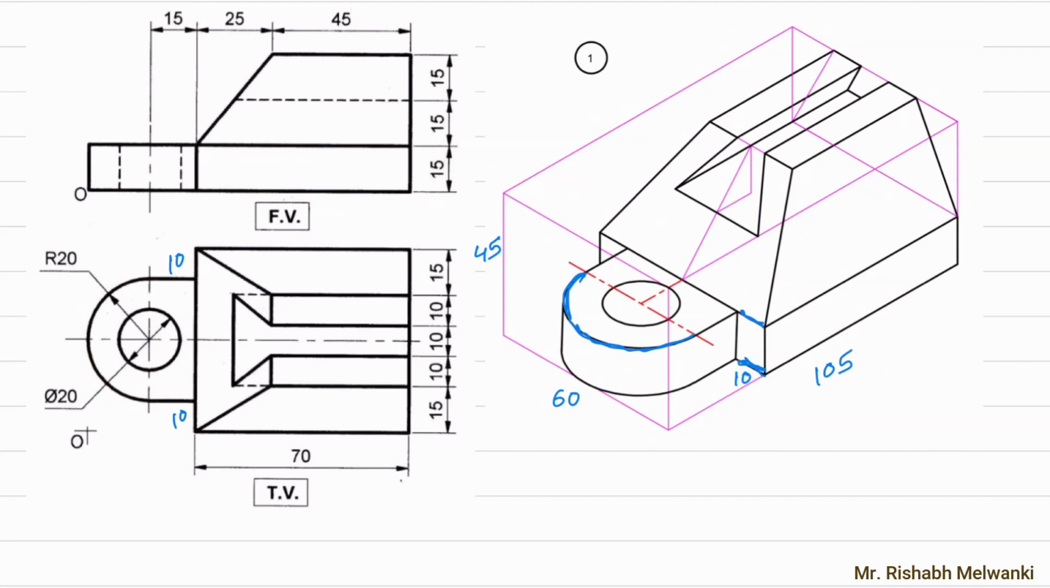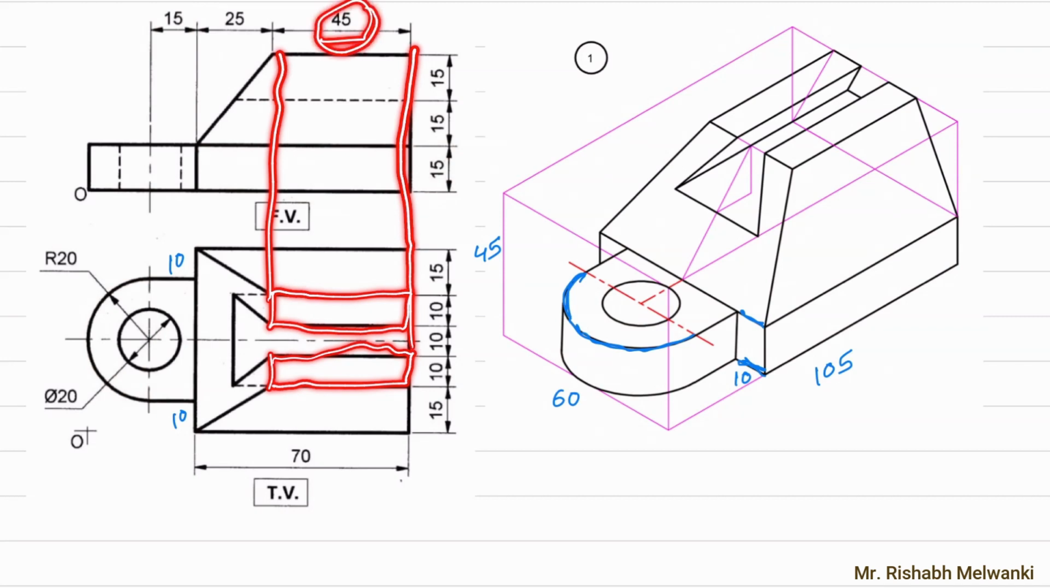Next, you observe, if I take the projection over here from the top view to the front view, you can see this rectangle and this rectangle. This rectangle projection matches with this length of 45. So this length will be 45, whereas what is the width of this? 10. So this width will be 10. So basically here you can see two rectangles.